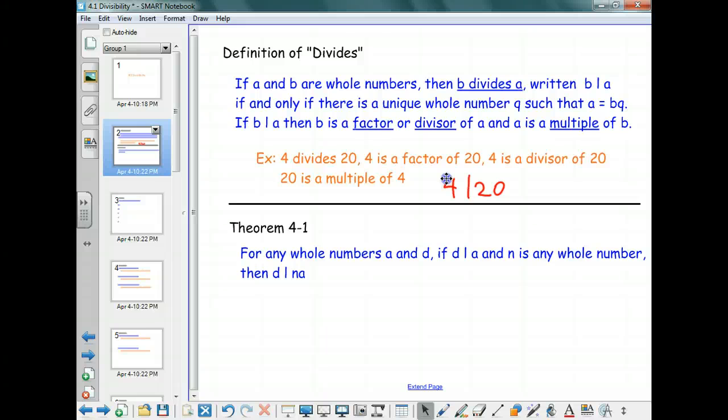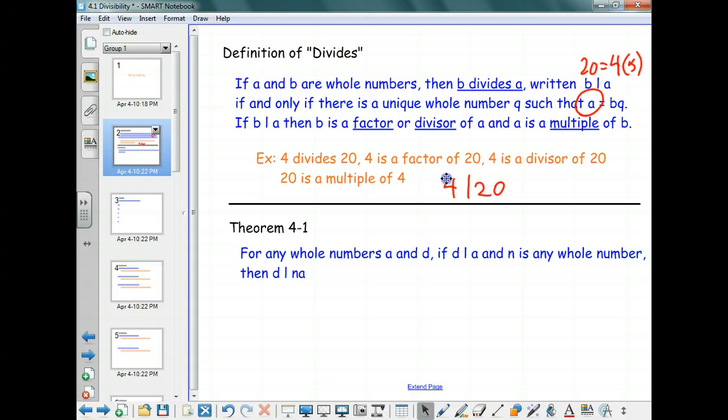And all of this works because if you try to divide 20 by 4, what do you get? 5 with no remainder. The no remainder part is what's making this work. It goes in evenly. So this A, B, Q business up here, we're saying that this works because 20 is equal to 4 times 5. 5 is that Q that's referred to there. There is a number that when you multiply it by 4, you get back 20.